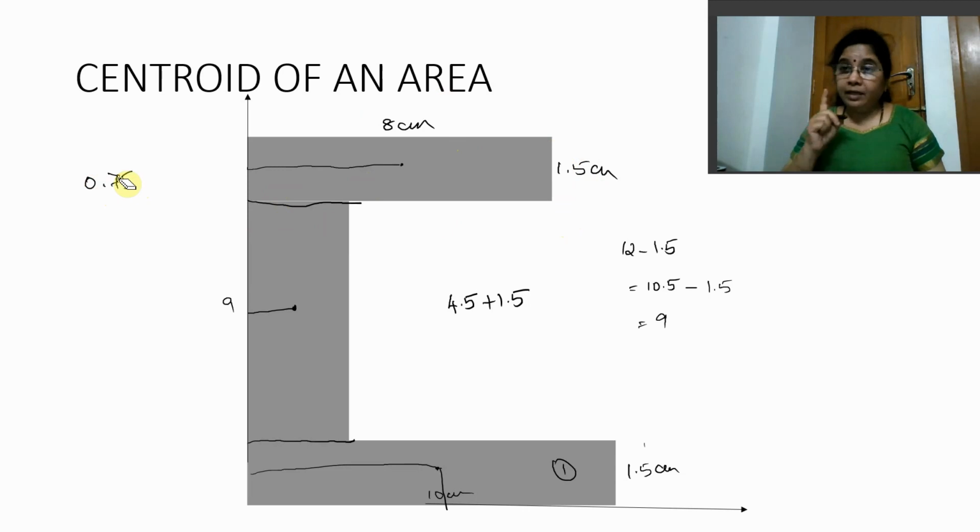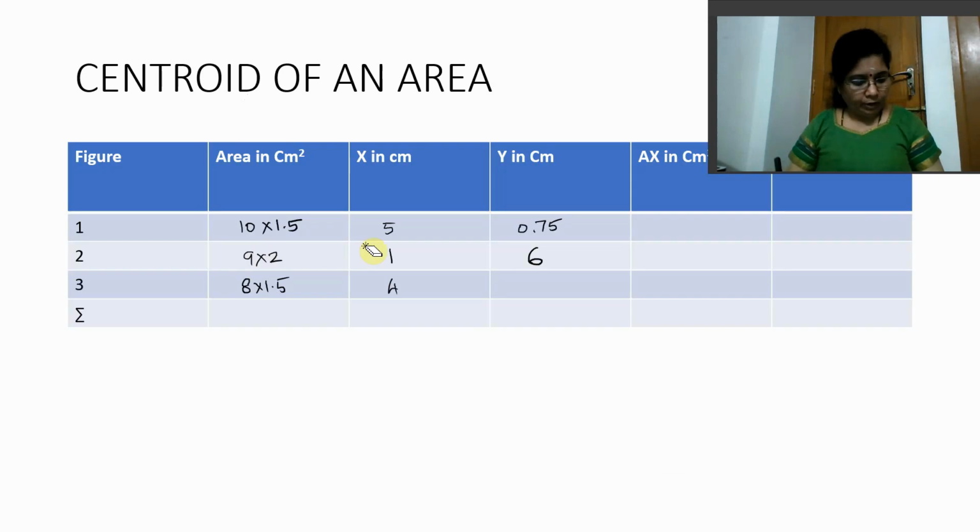0.75. But I need the y coordinate, not just of this figure. Before this, there is one entire length. What is this entire length? This entire length is 9 plus 1.5, which is 10.5. So 0.75 plus 10.5. So that is what you will write here. You will write here 11.25. Now, if you see, I have put in AX, I have put in also AY, right?